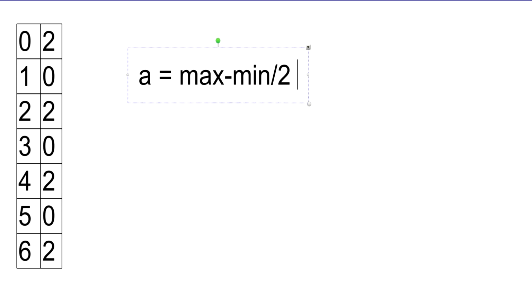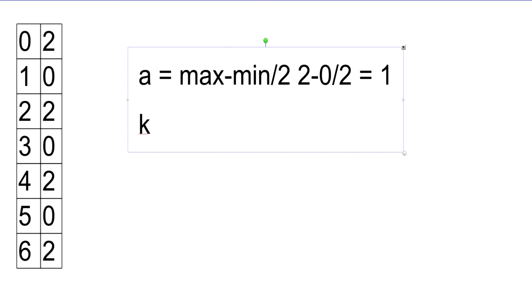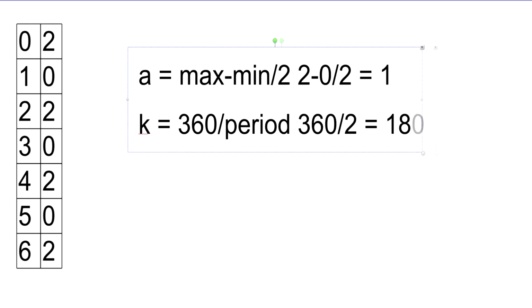So in order to find the algebraic form of this graph, we would have to first find the a value. So a is equal to max minus min divided by 2. So our max is 2, minus min, which is 0, divided by 2. That will give us 1. For our k value, that is 360 divided by period. Our period is 2 seconds for 1 full cycle, so 360 divided by 2 equals 180.